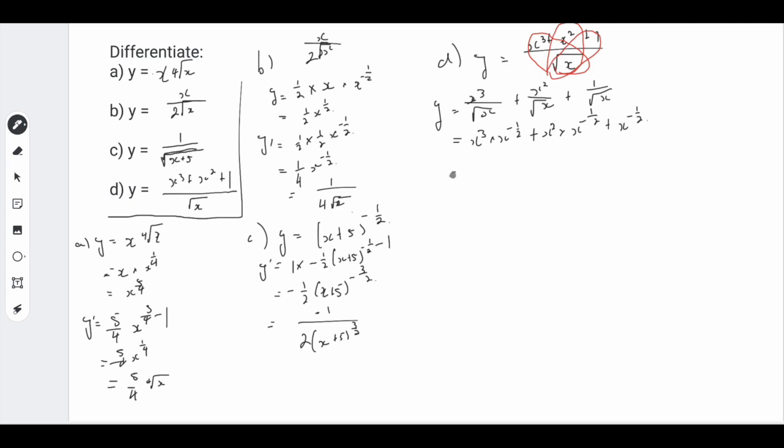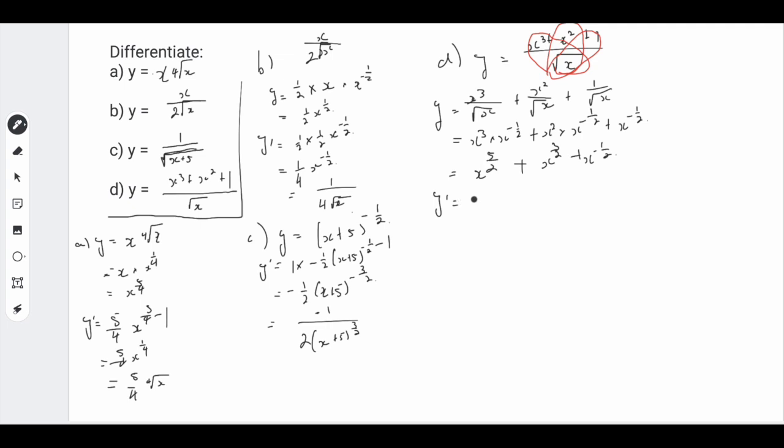So let's combine all these. Well, what's 3 minus a half? Well, that would be 5 on 2. What's 2 minus a half? Well, that would be 3 on 2. And then x to the power of minus half would stay the same. So now we can differentiate this again. We think of these 3 as separate terms because there's pluses in between them. If they were multiplying, then we would combine them first and then differentiate them, but that's not the case here.